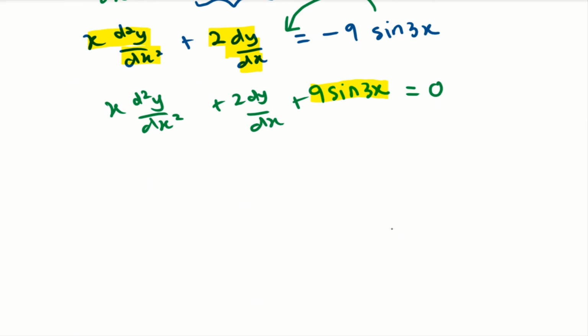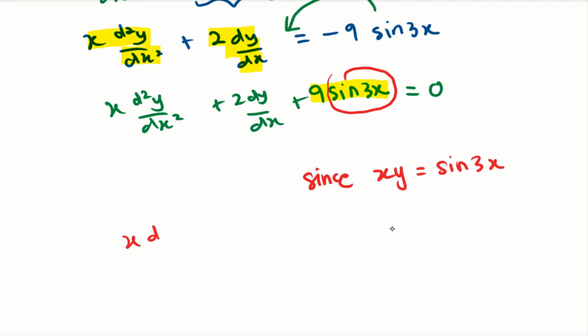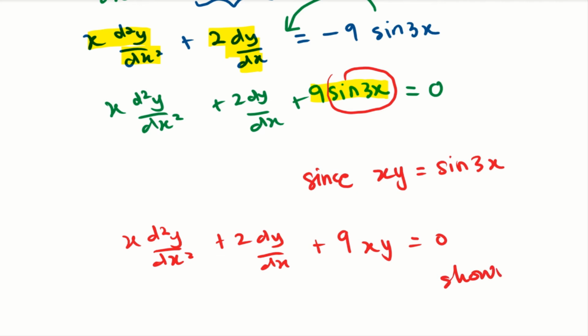9xy. Since ini back to balik kita punya implicit function yang original, xy is equal to sin 3x. So finally we get yang ini kita ganti dengan xy. So finally we get x second derivative of y with respect to x plus 2 dy dx plus 9 xy is equal to 0. So jadi kita dah dapat shown.